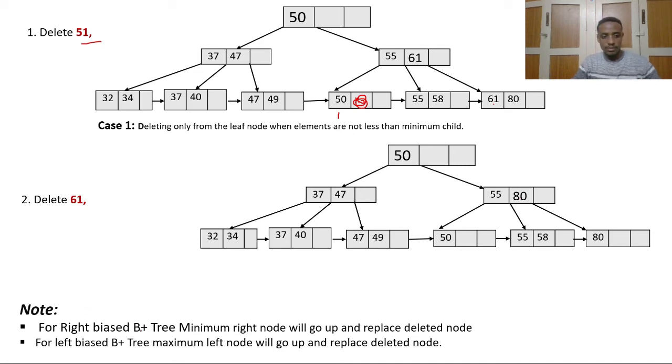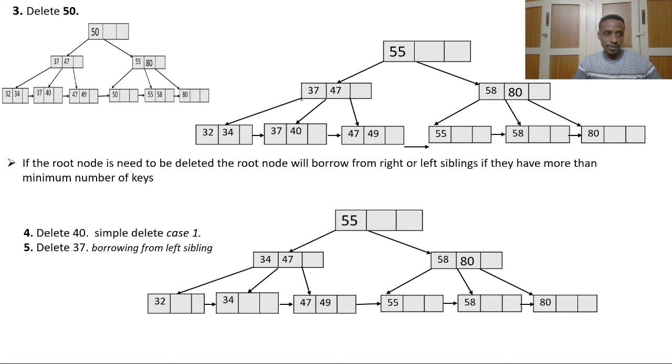So in a right biased B plus tree, the minimum of the right child will go up and replace the deleted node. This is what we are doing here. The minimum value will go up and fill the deleted value. If we are going to delete the minimum of the left child, the maximum of the left child will go and fill the deleted value. So these two cases will be seen. One is already done here. The next case will be seen in the next example.